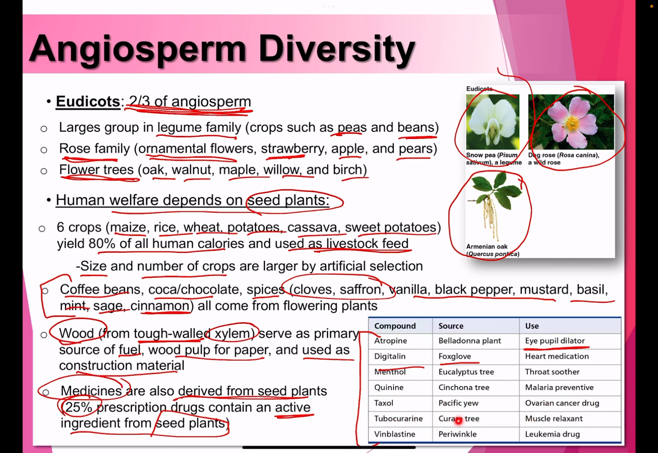Tobacurine is from the curare tree, which is a muscle relaxant. And lastly, vinblastine is from the plant periwinkle and is also a cancer-fighting drug, specifically for leukemia.